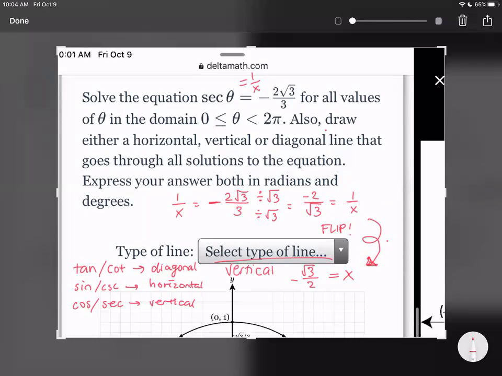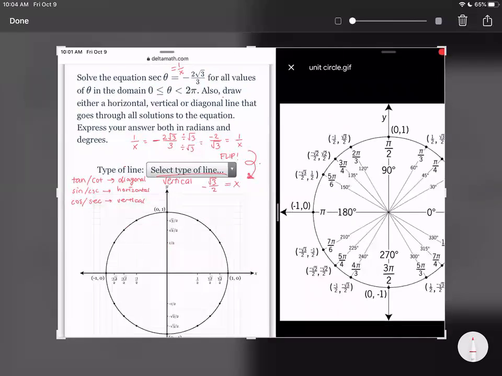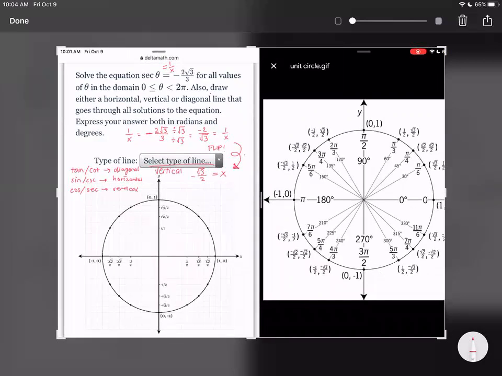Okay, so let me zoom out. So if we have an x value of negative radical 3 over 2, let's find that on the unit circle first. And I see that over here because right there where I just pointed, the x value is negative radical 3 over 2. So the reason we draw a vertical line is we want to find anywhere else on this unit circle that also has a negative radical 3 over 2 as the x value. So if I draw a vertical line here, you can see that the point that I touched on the bottom right over here also has a negative radical 3 over 2 as the x value.